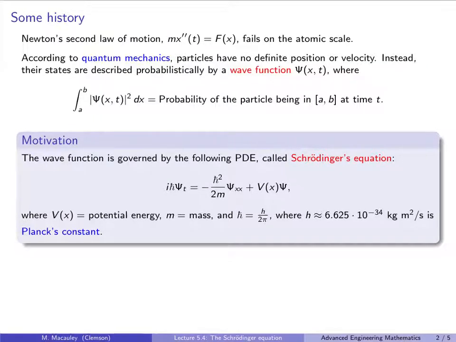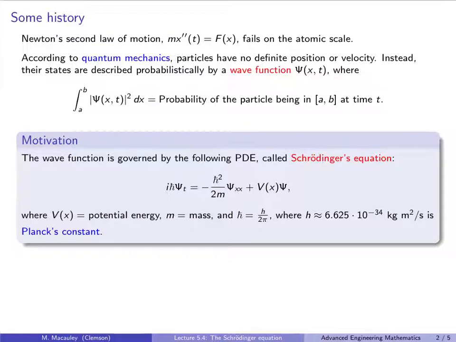Well, V of x is the potential energy, as a function of x, of the particle. m is mass, of course, and h bar is a constant, which is h over 2 pi, and you've probably heard of Planck's constant before. That's what h is. It's just more convenient if you renormalize this and call it h bar. Otherwise, you get lots of 2 pi's floating around all over the place.